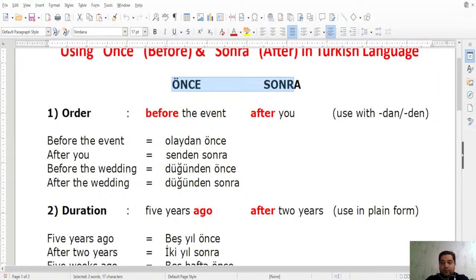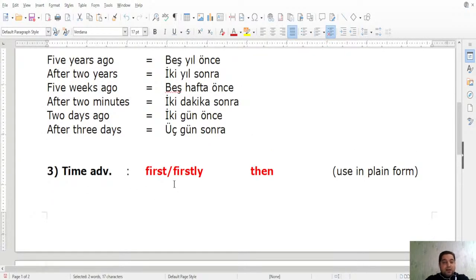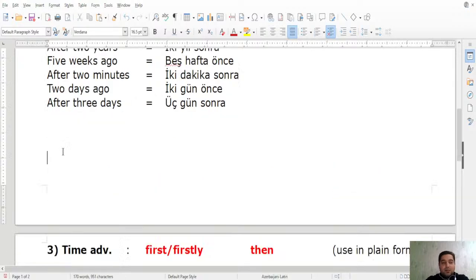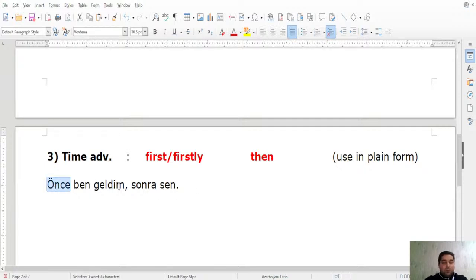The third use of önce and sonra is time adverb. You can say first or firstly as an adverb for önce, and then for sonra. So you again use it in the plain form. You don't add any endings for this. So how do we do this? For example, you can say, önce ben geldim, sonra sen, which means, first I came, then you. So here you see it's a time adverb. Önce ben geldim, sonra sen.